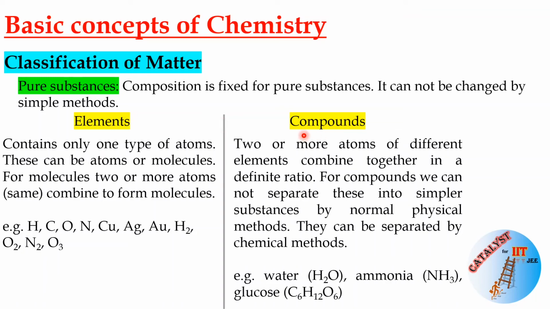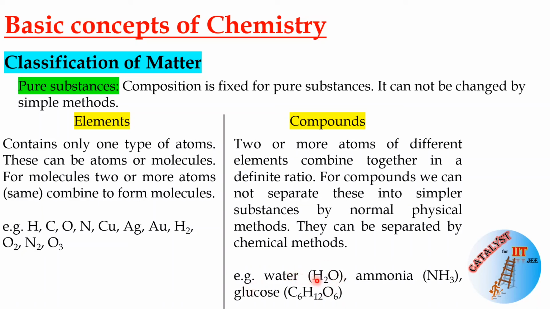Now in case of compounds, two or more atoms of different elements combine together. Now, pay close attention to this definition. Two or more atoms of different elements combined together in a definite ratio. So this is very important, the words definite ratio. For example, if you see water, in water there are two types of elements, correct? Hydrogen and oxygen. But the ratio of H to oxygen is 2:1, and this is fixed. You cannot have H3O and then call it water.